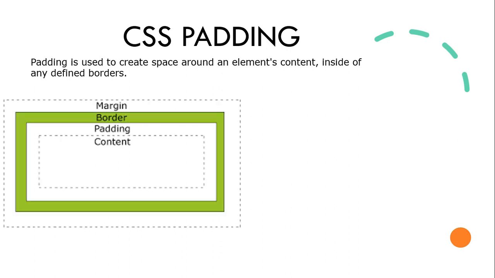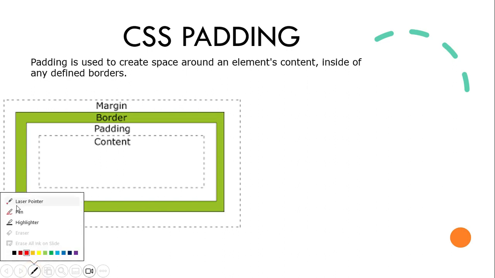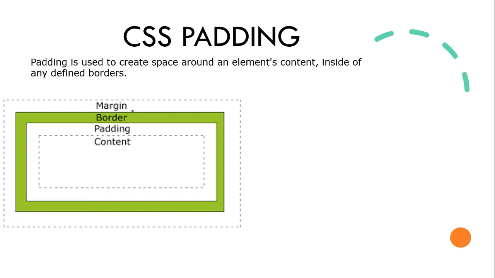If you see this example, or you can say this picture, here is the border, and outside the border is known as the margin. Okay, this is the border and this is outside the border. This is the top margin, this is the right margin, this is the bottom margin, and this is the left margin. Likewise, inside the border there is padding, and inside the padding there is content.